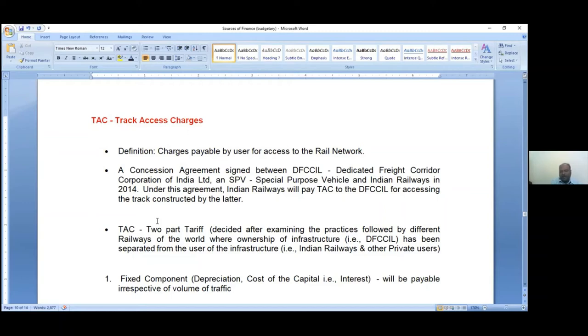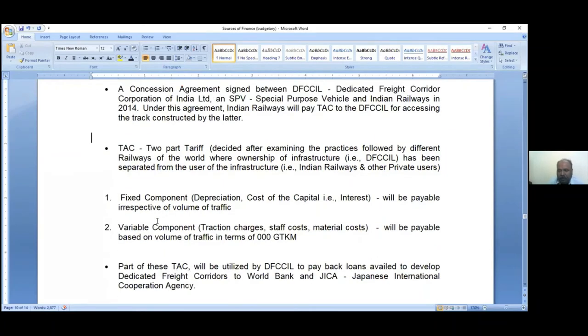TAC means track access charges, payable to the DFCCIL for access to the track constructed by it. Why? Because the user is Indian Railways for goods. It is only dedicated for goods. Such goods users have to pay track access charges to the owner. So here TAC has two parts. The fixed component is payable to the DFCCIL irrespective of trains running or not running. Whereas the variable component depends on usage. What is the variable component? This is traction charges, staff cost, material cost, all this is part of the variable.